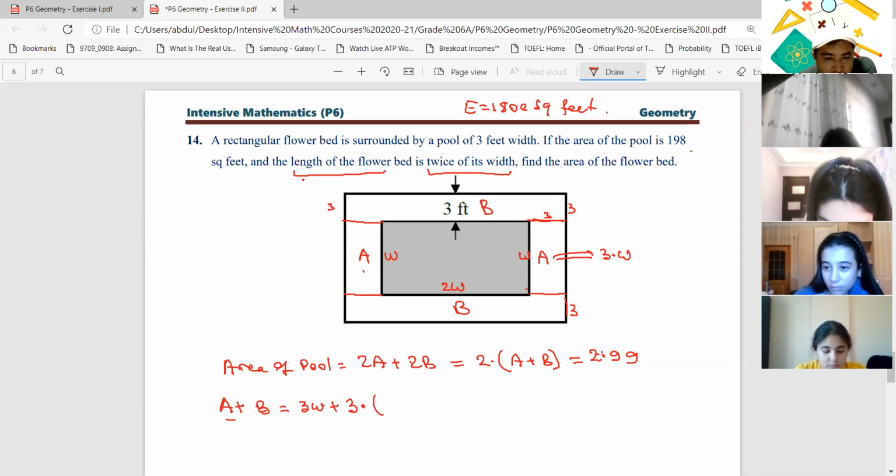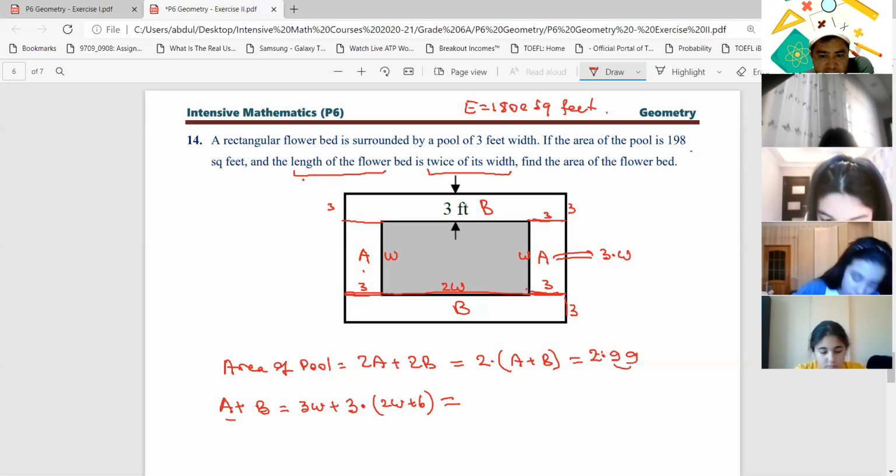Look here, this part is, what is it? It is 3. The middle part is 2W. So that's equal to 2W plus 6, right? If you count from here until here, 2W plus 6. That is equal to what? 99.